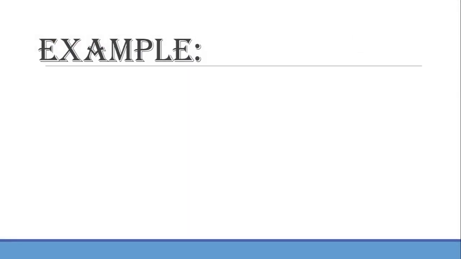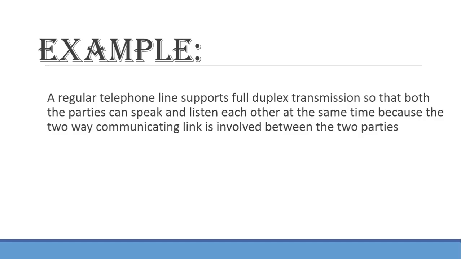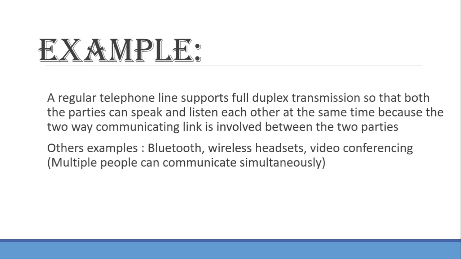Let's take an example. The best example is a regular telephone line which supports full duplex transmission, so that both parties can speak and listen to each other at the same time, because a two-way communicating link is involved between the two parties. So as an example, a regular phone call, we are on a call, so we can speak and listen at the same time. So this is our full duplex transmission. In both directions the data is being transmitted. And other examples for full duplex are Bluetooth, wireless headsets, and video conferences, where multiple people can speak and communicate simultaneously, right?